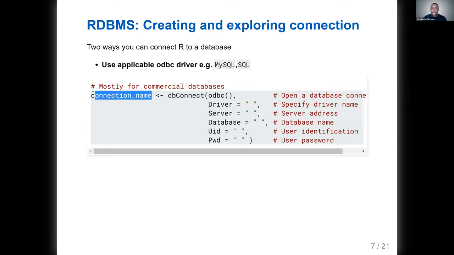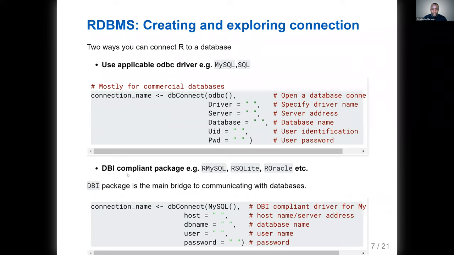This object here is the name of your connection, and it can be anything, you can name it anything. Maybe you have several databases. You can create several connections and give them unique names so that you can work with them in parallel.